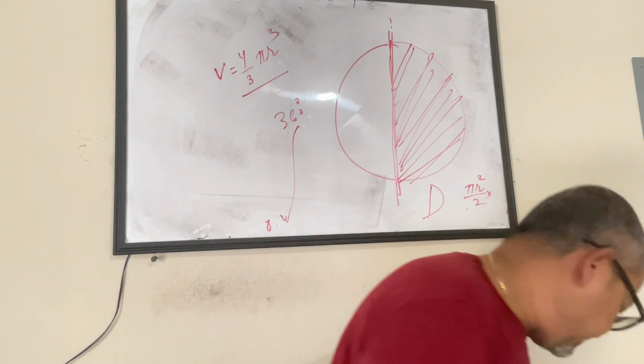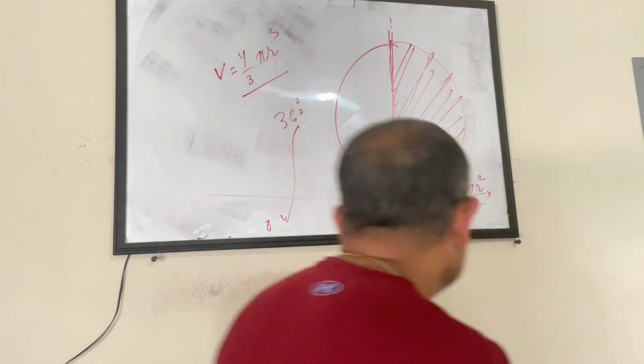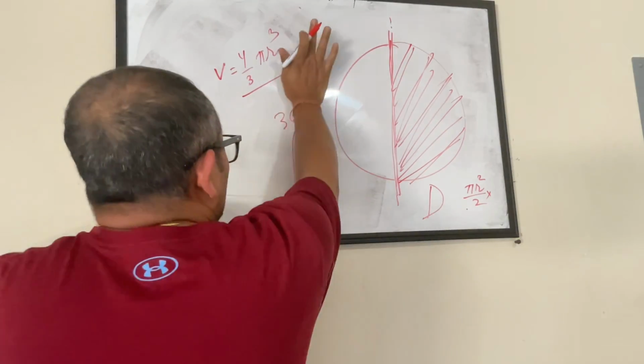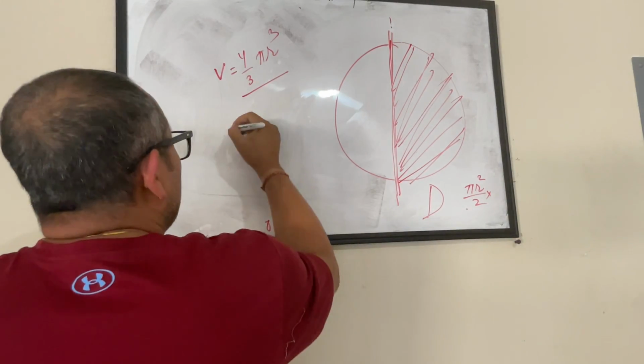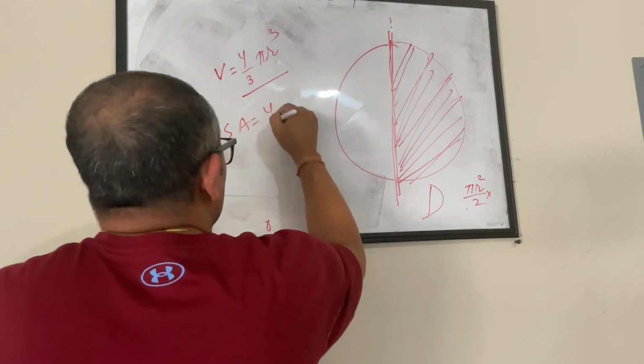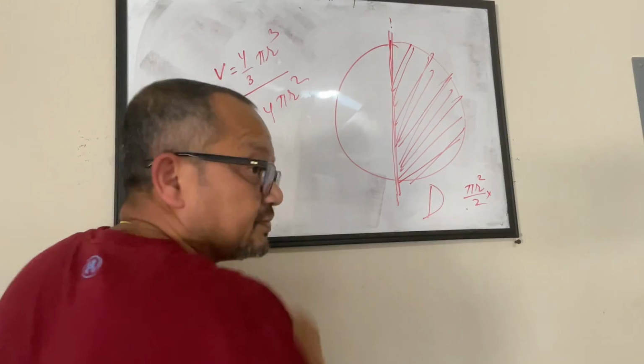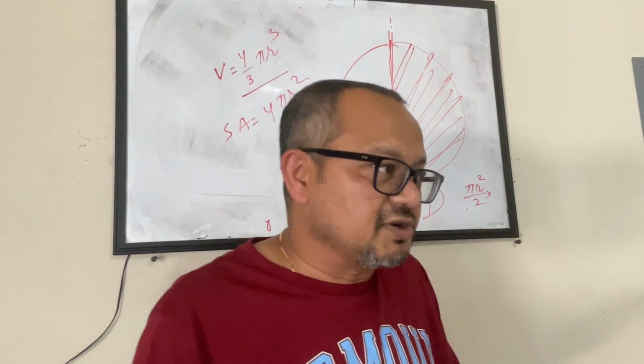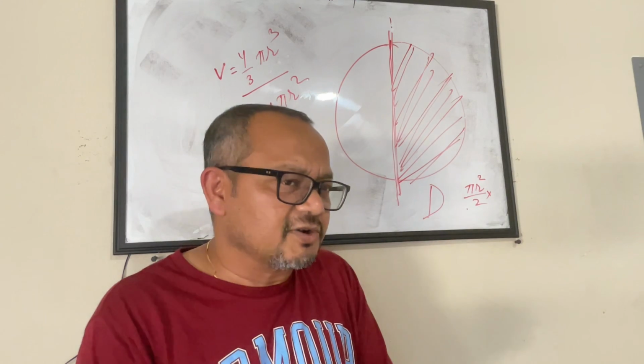Okay, yeah. So the volume is 4 by 3 pi r cube, and surface area is 4 pi r square. Now, how did that come into the picture? Let me try finding a simpler way to explain it.